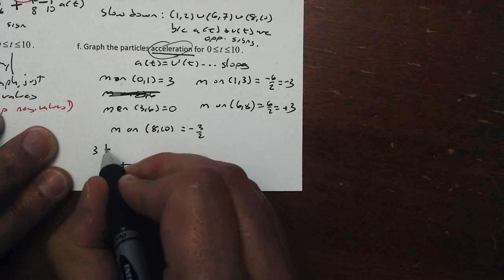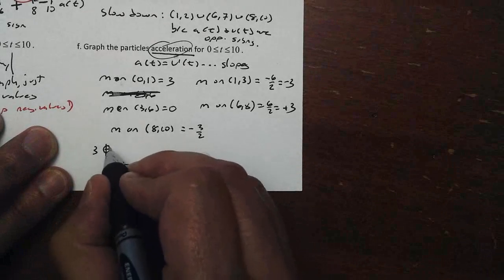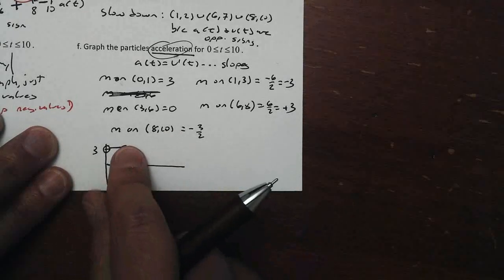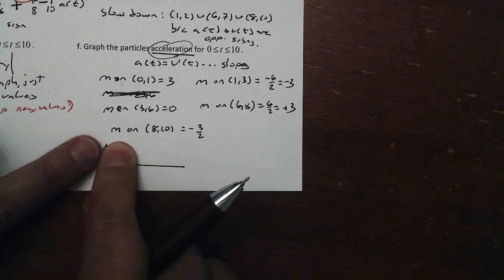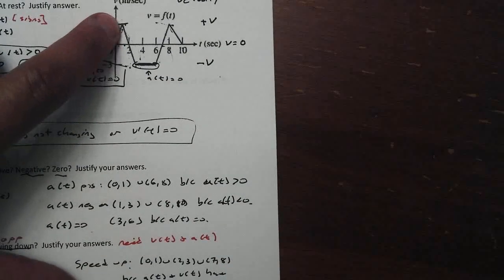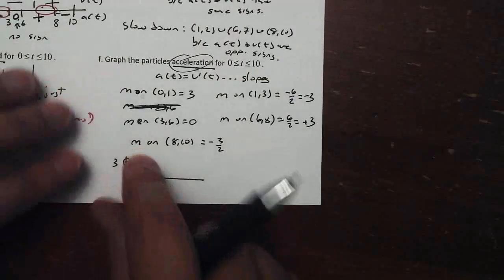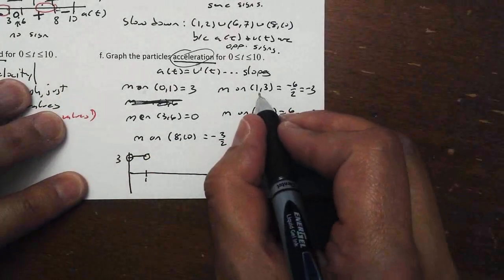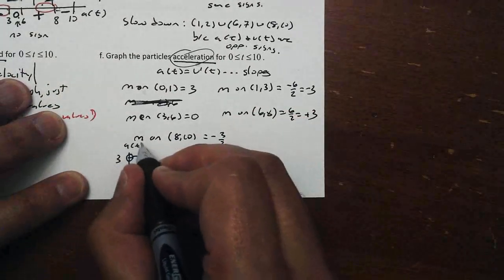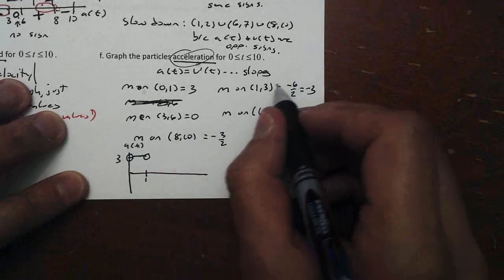not drawn to scale. From 0 to 1, the slope is 3. Now notice, they're always going to be open. And the reason they're open, very simple, is because that's a corner, not differentiable. We'll talk about that in a second. So this is my acceleration graph. These are all constant values, so there's going to be horizontal lines.